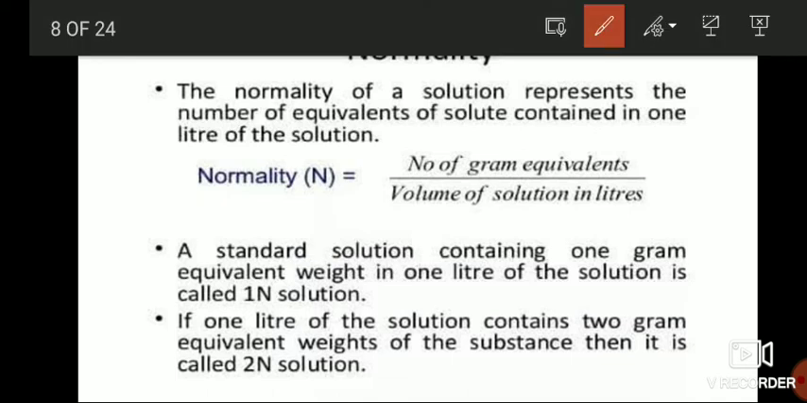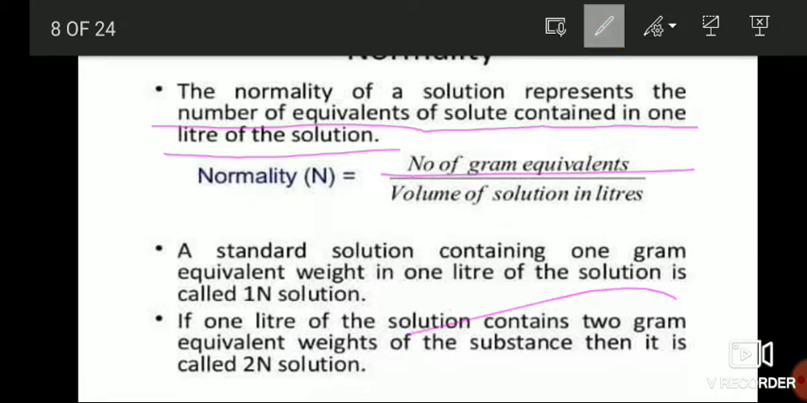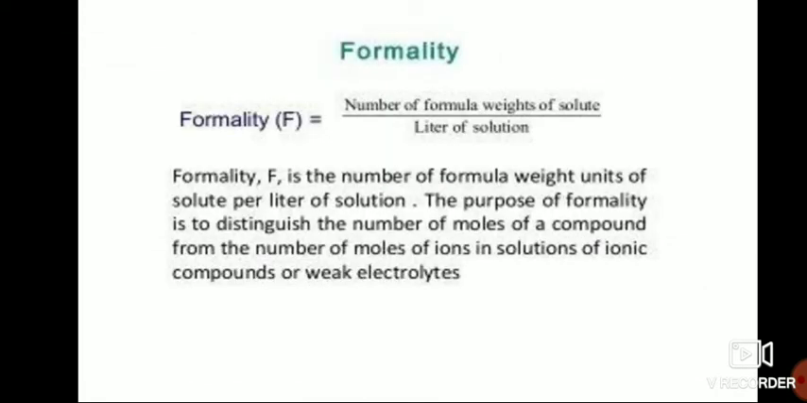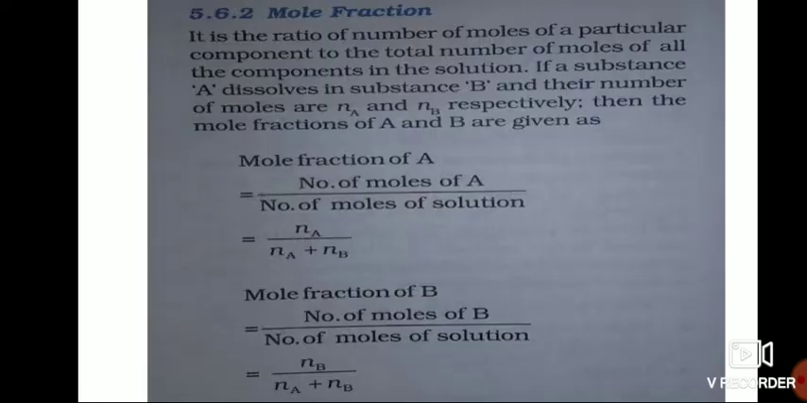Next one, normality. The normality of a solution represents the number of equivalents of solute contained in 1 liter of the solution. Normality is equal to the number of gram equivalents divided by the volume of solution in liters. Next one, formality. Formality, symbol capital F, is the number of formula weight units of solute per liter of solution. The purpose of formality is to distinguish the number of moles of a compound from the number of moles of ions in solution of ionic compounds or weak electrolytes.